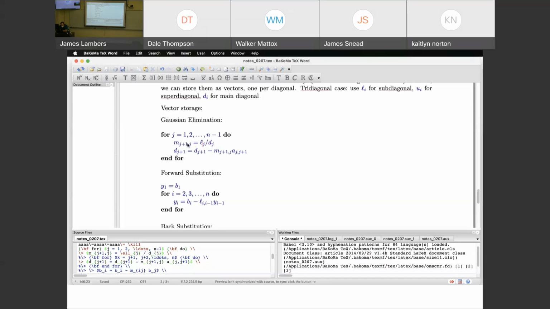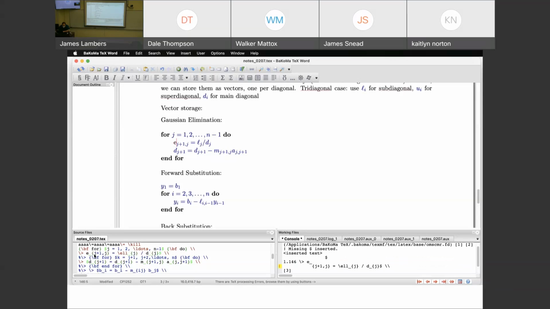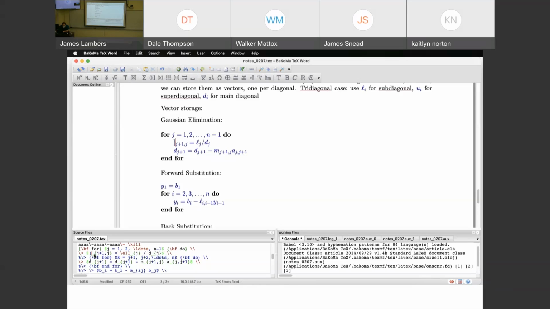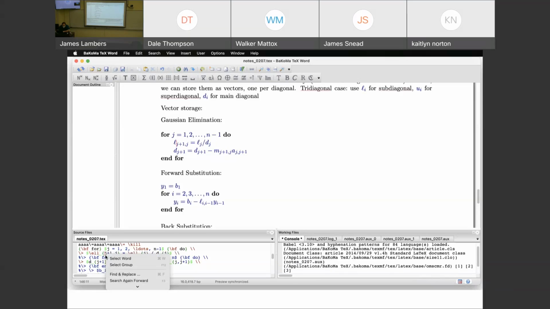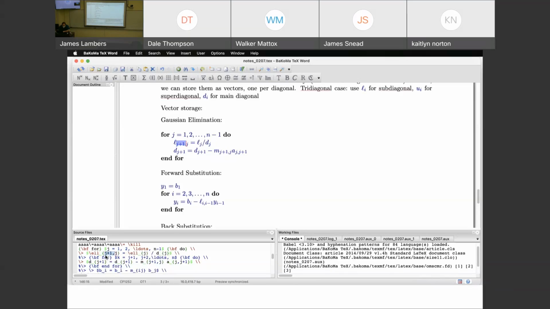Here it is referring to the multiplier, which is stored in the lower triangle, so that will also be using L, l_j. So all I'm doing is taking the entries in the original lower triangle and dividing them by the corresponding diagonal entry, and note that's my multiplier. And then that's what I'll use down here.